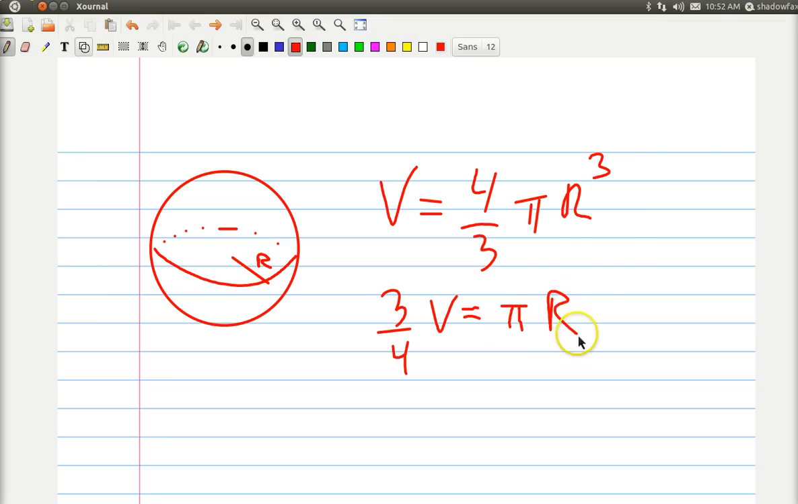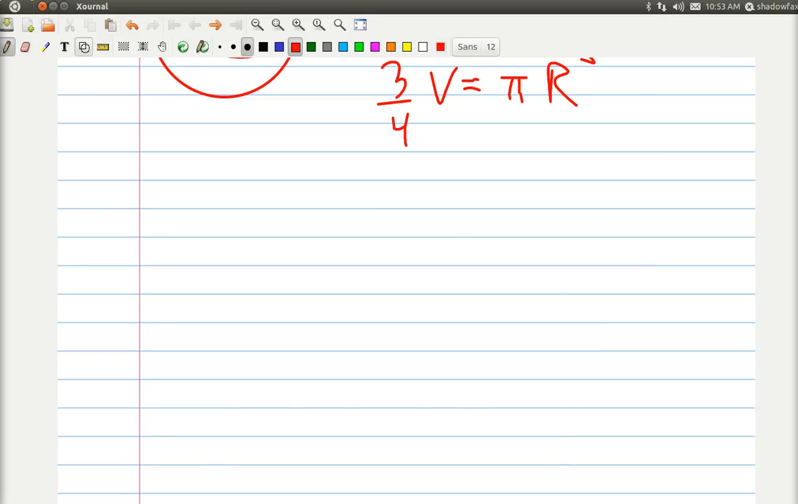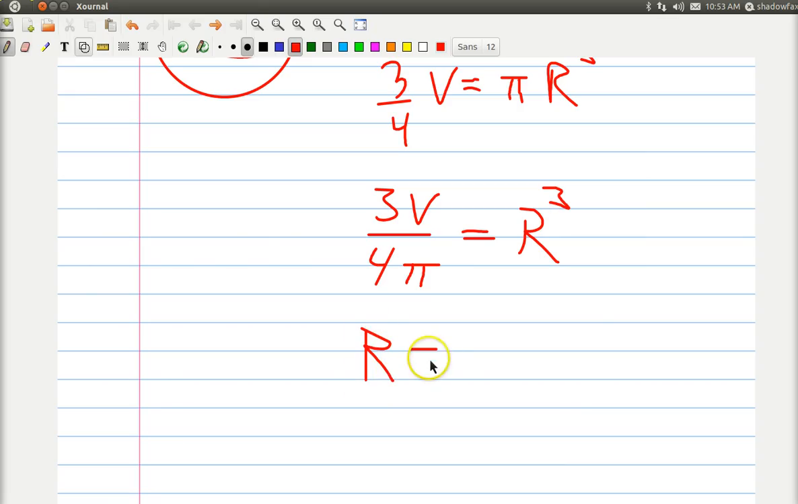Pi r cubed. All right, now what? So what are you going to do? Divide by pi, okay. So let's divide by pi, and we get 3V over 4 pi is r cubed. Okay, you're almost there. I don't want r cubed. Cube root everything, right? Okay, so r, that's right. That's what we got to figure out in Java. r is the cube root of 3V over 4 pi.